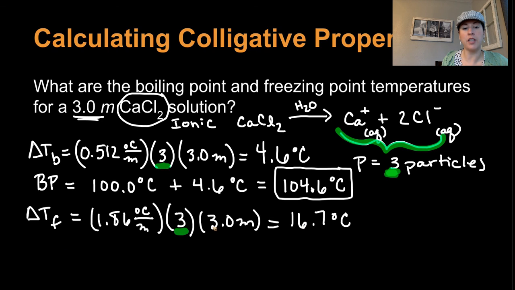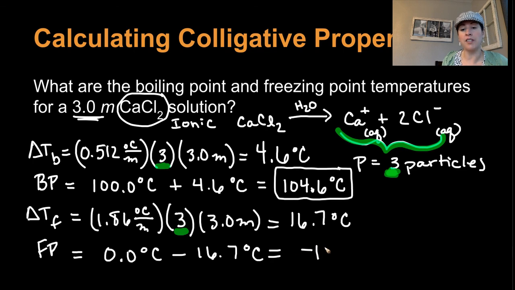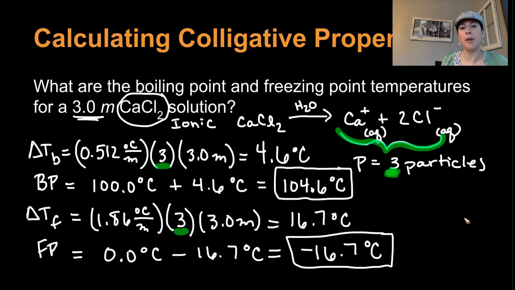So that's the change in temperature. And then the new freezing point is going to be 0.0 degrees Celsius minus 16.7 degrees Celsius. This is how much it's gone down, or depressed. And that's going to be negative 16.7 degrees Celsius for the new freezing point. And so we can take a look at all sorts of different solutions and how they would impact that.